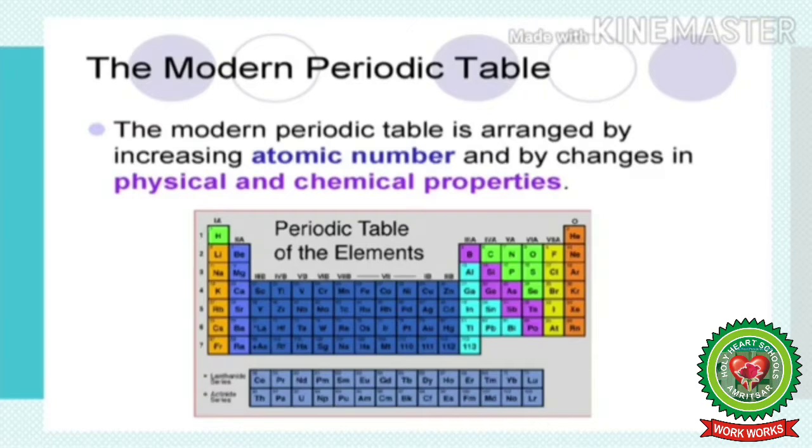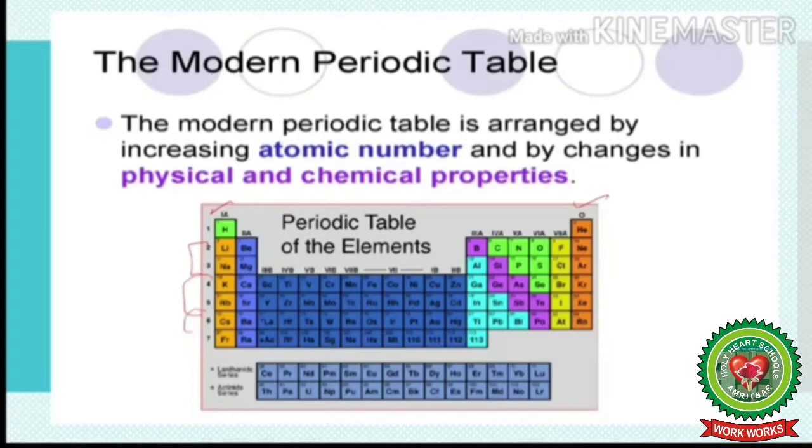The first period has only 2 elements, so it is the shortest period. The second and third periods have 8 elements each, and they are called short periods. Then the fourth and fifth periods have 18 elements each, and they are called long periods. The sixth period has 32 elements, along with the seventh period, which also has 32 elements, so they are the longest periods.